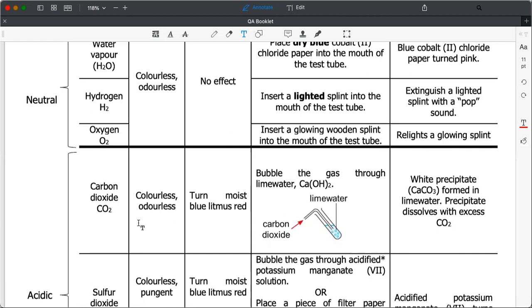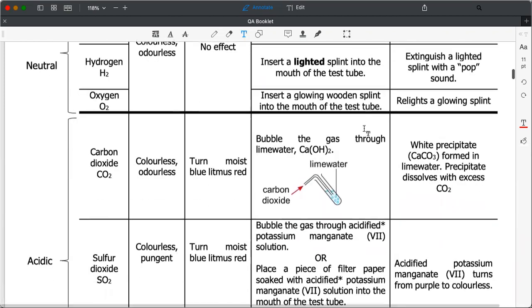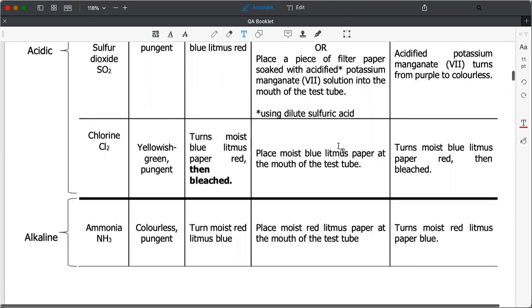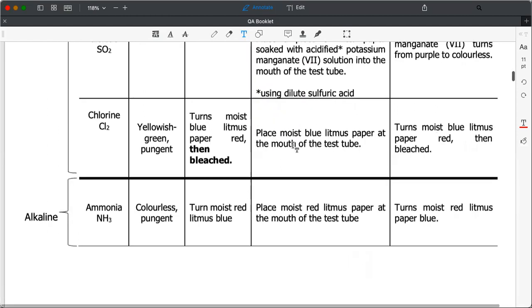Okay, so the effervescence is observed when the acid reacts with the carbonate, the colorless, odorless gas forms, and this gas turns moist blue litmus paper red, and the gas is bubbled into lime water to produce the white ppt. And these are the observations for other gases that could be tested. Sulfur dioxide is not tested for practical. I shall skip this, but do bear in mind this may be tested in the theory section.